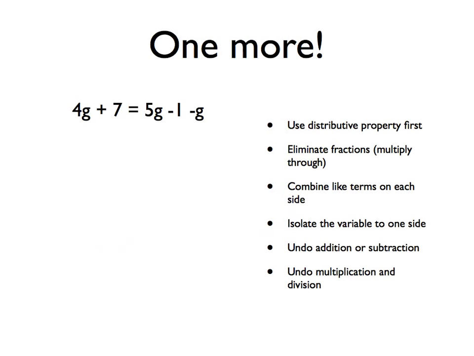Let's see how you did. First, do we need the distributive property? No. How about fractions? No. How about combining terms on each side? I think so. So 4g and 7, I cannot combine those. 5g and a negative g, or minus g, that can be combined. So I would now have 4g plus 7 is equal to 5g minus 1g is 4g minus 1.